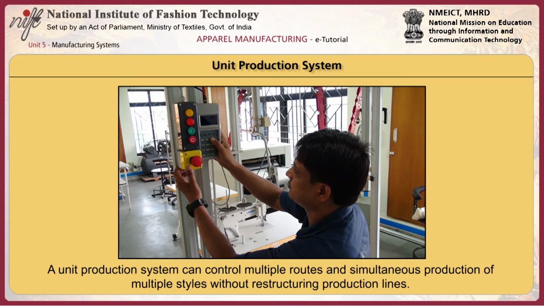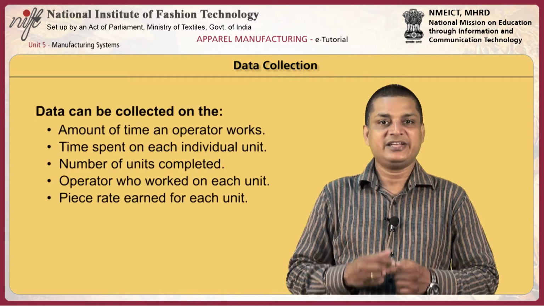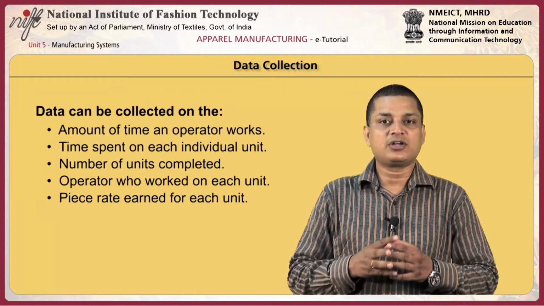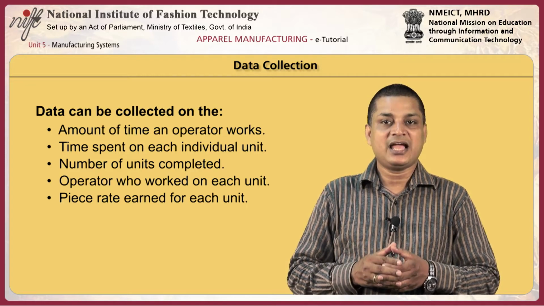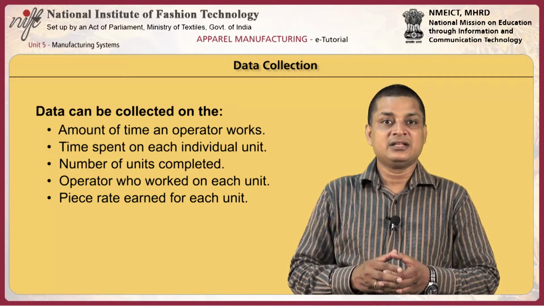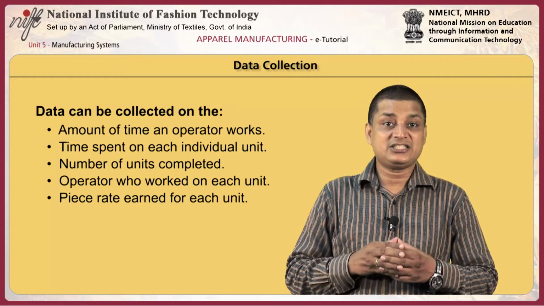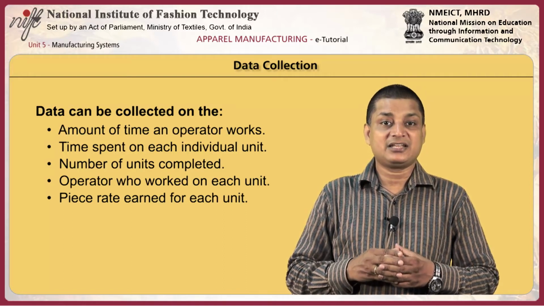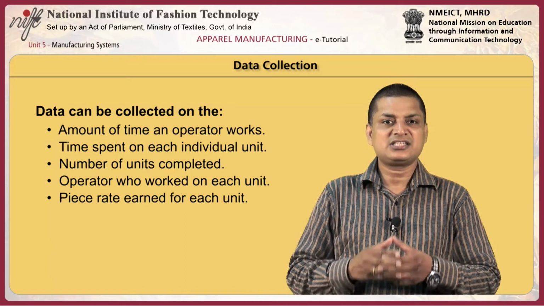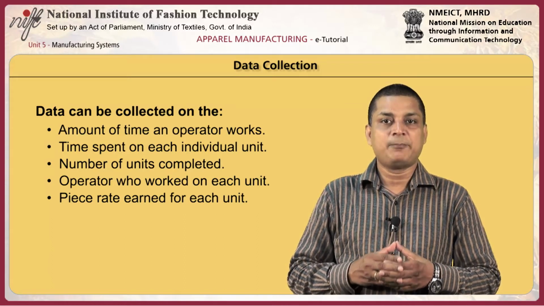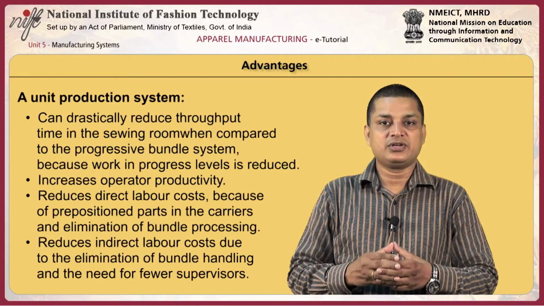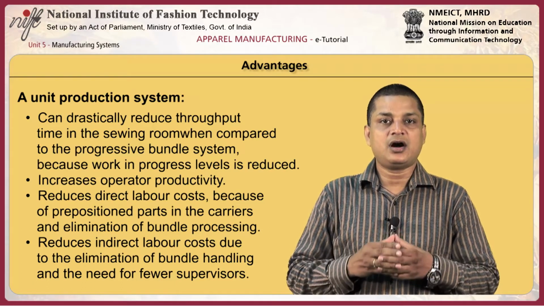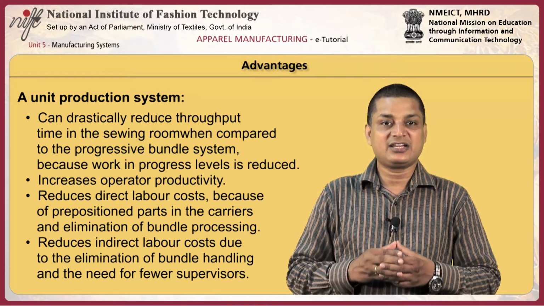Each operator as well as the control center is able to monitor individual work history. Data can be collected on the amount of time an operator works, time spent on each individual unit and number of units completed, the operator who worked on each unit and the piece rate earned for each unit. The system will calculate earnings per hour, per day and the efficiency rate of each operator. Benefits of a unit production system depend on how the system is used and the effectiveness of management.